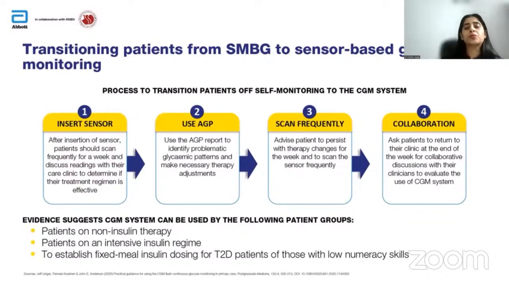Use the ambulatory glucose profiling report to identify the problematic glycemic patterns and suggest necessary therapy adjustments, which could be adjustments in his doses, which could be adjustments in his diet, which could be changes in his lifestyle. Of course, we need to motivate the patient to scan frequently, because it's important that they keep scanning frequently so that they can actually see whether the changes that are being made are actually translating into some benefit.